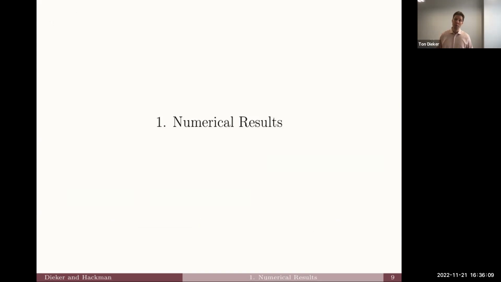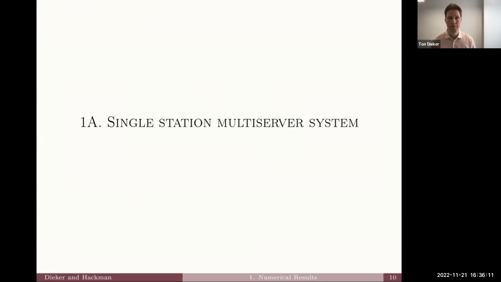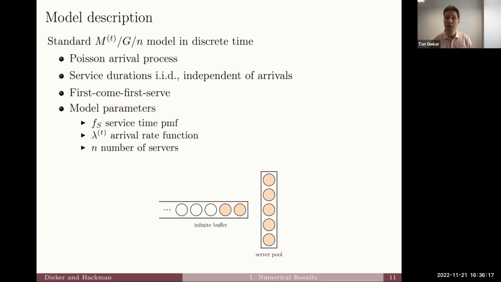Let's go over some numerical results. This is for the single station multi-server system. The picture here at the bottom is our abstraction of such a system. So the server pool is a vertical bar, and the waiting area is a horizontal bar. We make the standard MTGN assumptions, and we work in discrete time. Some of the notation that we use is also on this slide.